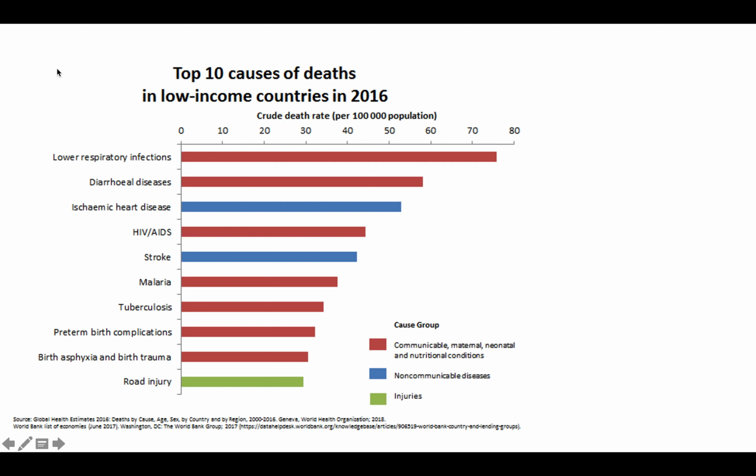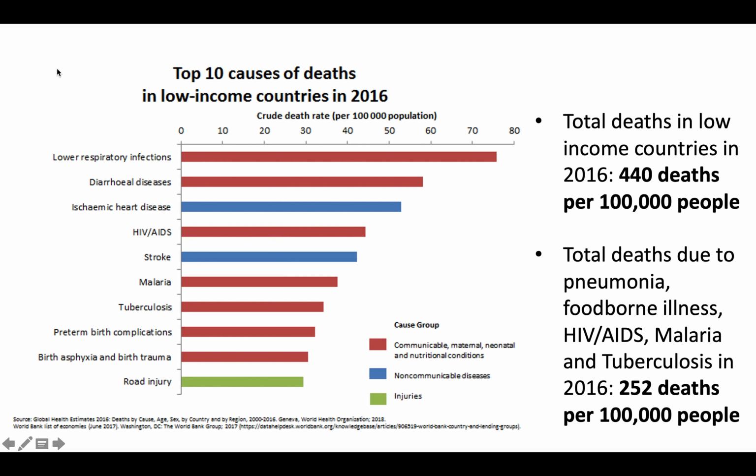If you look at that graph, many of those red bars represent communicable or infectious diseases. You'll see that there are just 2 bars there that are non-communicable diseases, such as heart disease or stroke. And finally, the green little bar at the bottom is due to injuries. So in these low-income countries or third world countries, the majority of deaths are caused by infectious diseases.